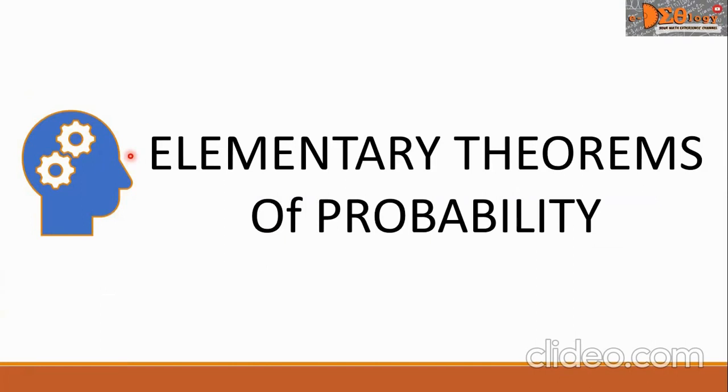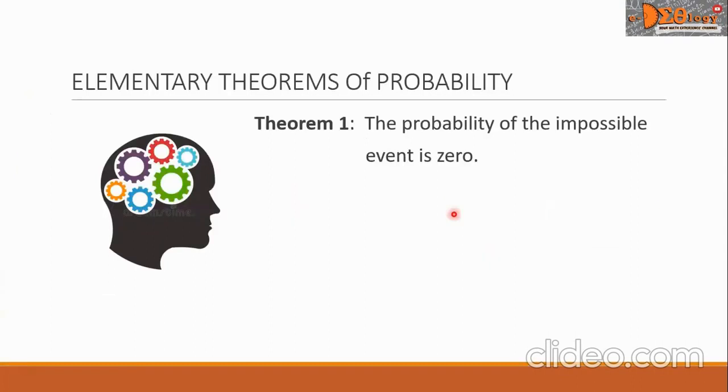Hi everyone. Today we're going to study elementary theorems of probability. Let us have Theorem 1. The probability of the impossible event is 0. In symbol, we write P of impossible equals 0.